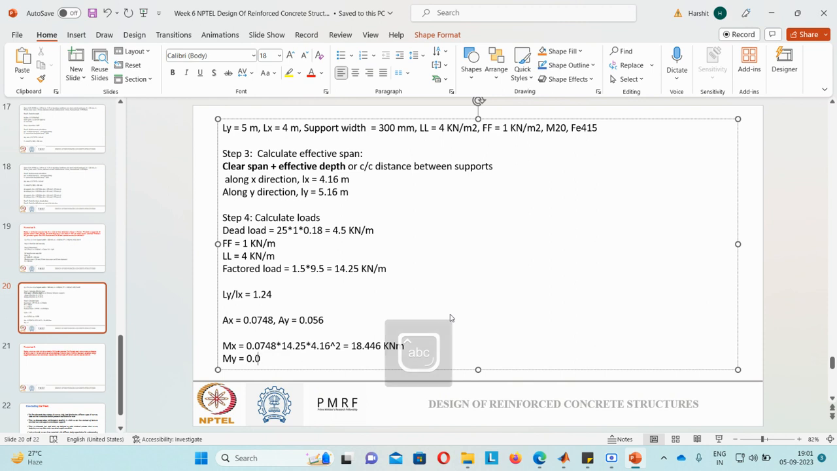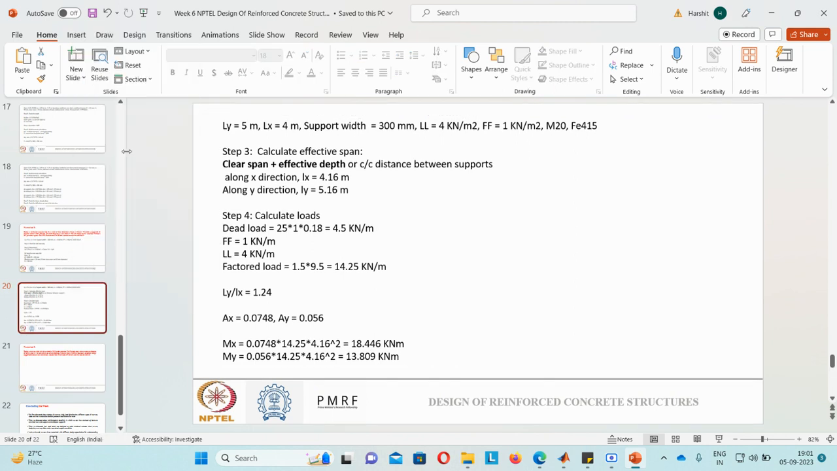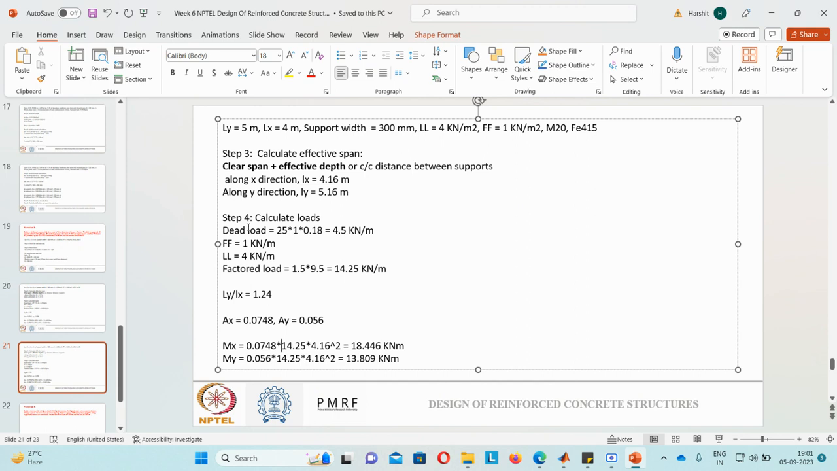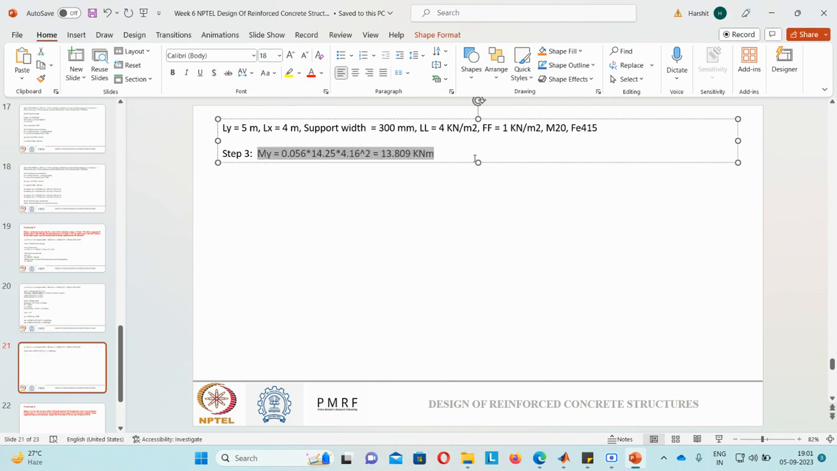It will come out to be 0.056 into 14.25 into 4.16 square. So it will come out to be 13.809 kilonewton meter. Once you get Mx and My values, you can provide the reinforcement detailing. The remaining question is very simple. Everyone knows how to provide the reinforcement detailing, the similar way we did in the previous question.